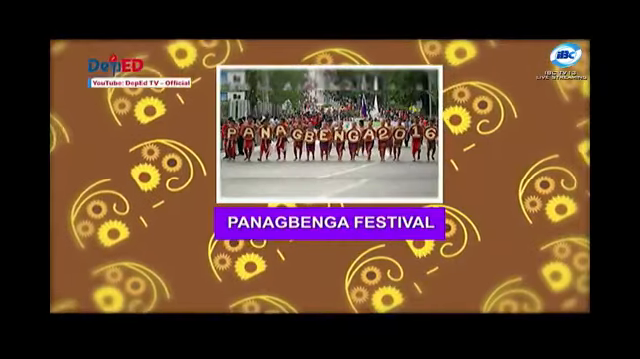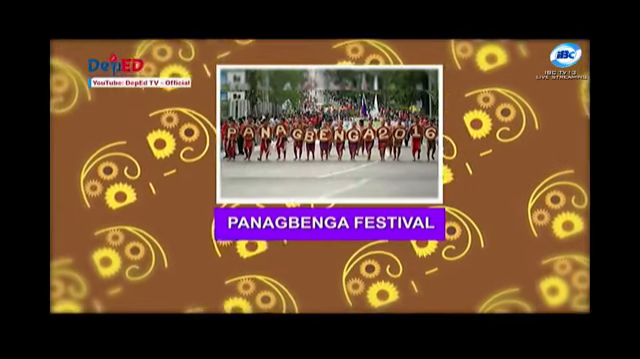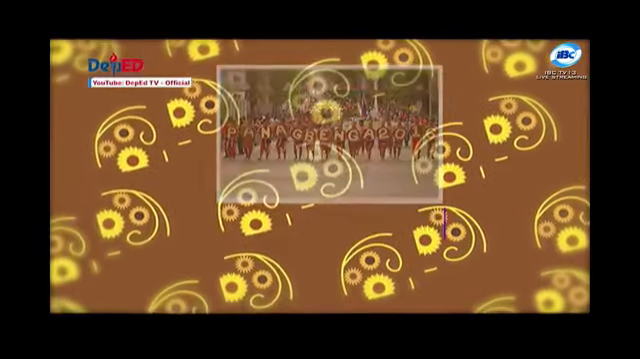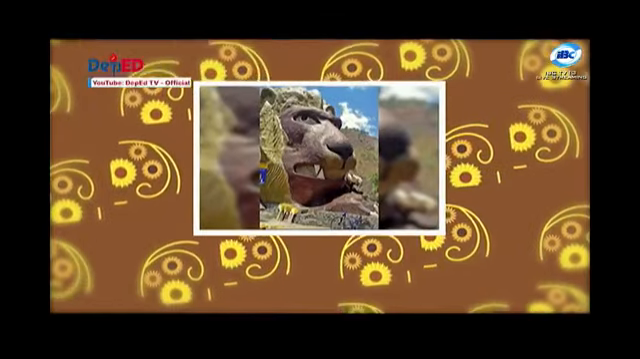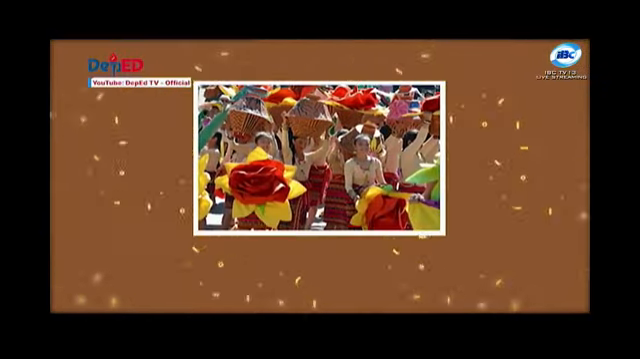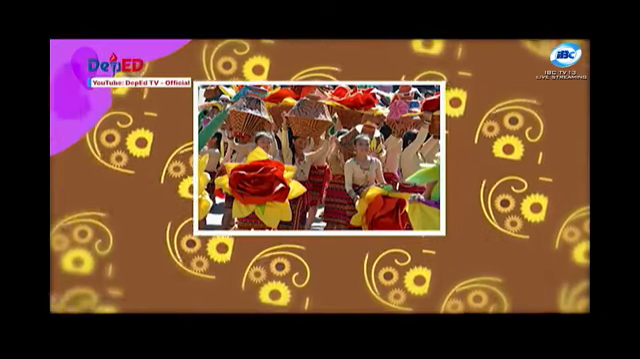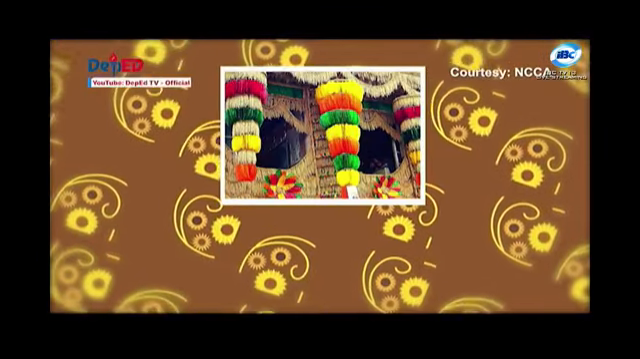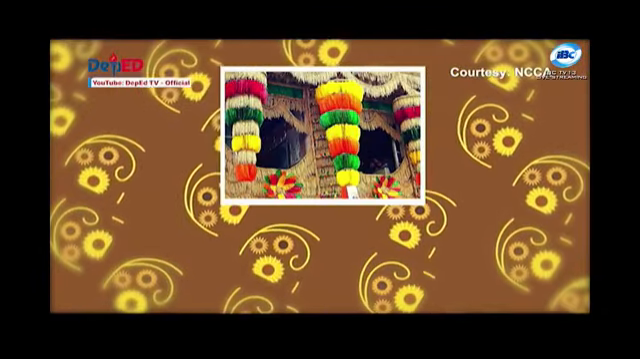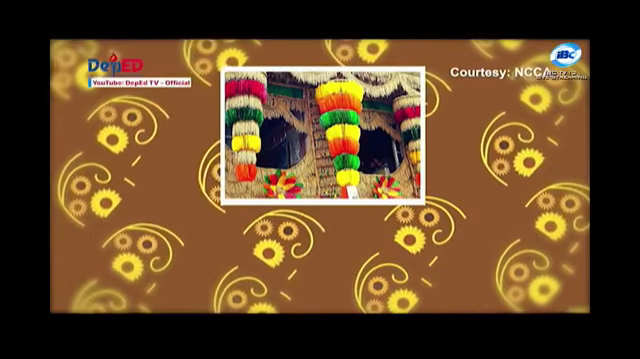If your answer is Panagbenga Festival, then you are correct. Baguio City holds the Flower Festival, which is a month-long celebration featuring flowers in bloom. Now, let's see the second photo. What is this festival?